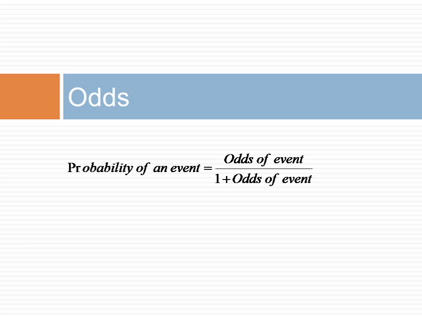If we have the odds and want to calculate the probability of an event, we can do so by dividing the odds of the event by 1 plus the odds of the event.